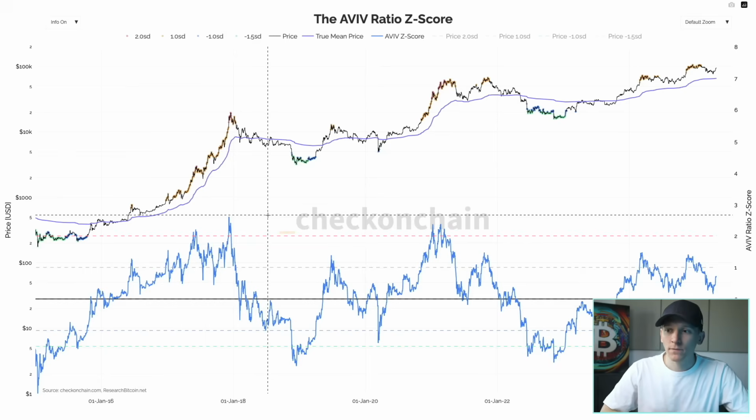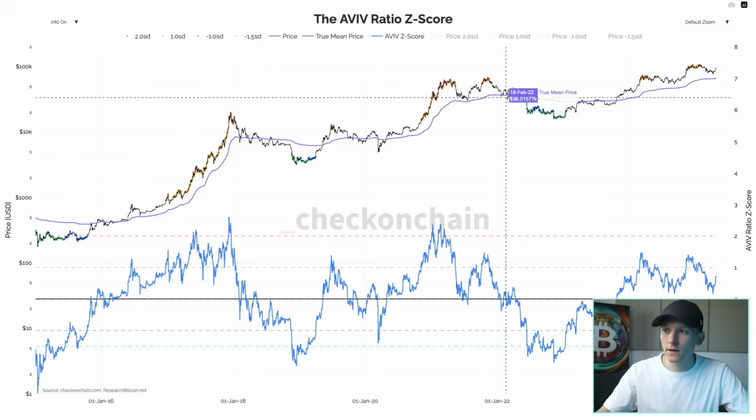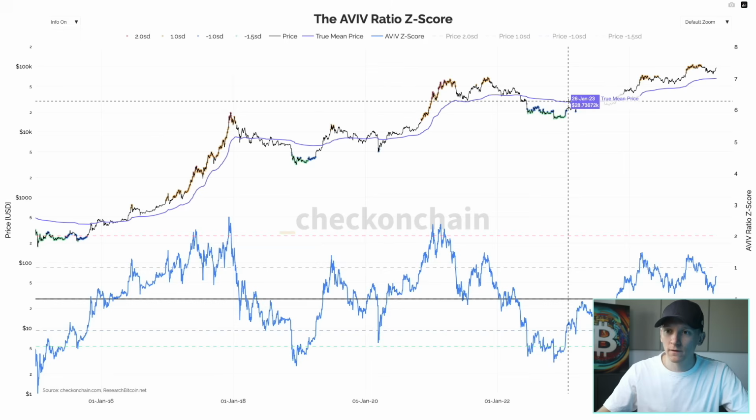If you use on-chain, this basically tells you exactly the same thing. This purple line here is known as the true mean price. Think of this as the actual price that the market has paid for BTC. They work this out by seeing Bitcoin move into wallets on chain and what price it was transacted at. And so this is what you can assume is the price that people paid for Bitcoin.